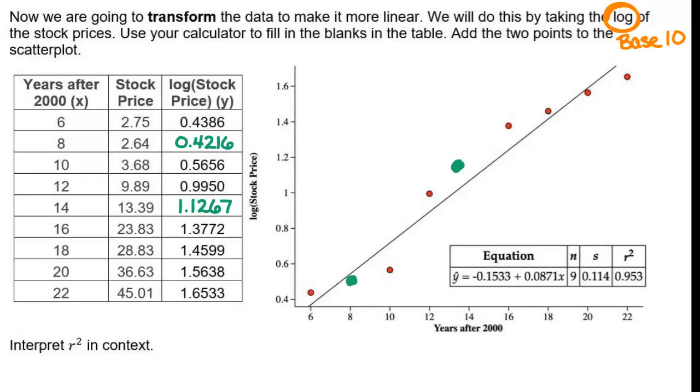We've got the equation right here for this scatter plot. But just like your graphing calculator wouldn't know that we've taken the log of all the y values, that's exactly what we've done. So this y hat here is actually the log of the stock price. Log of the stock price is my y hat. Years after 2000 is still my x.